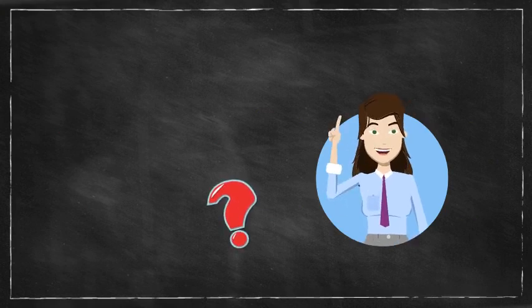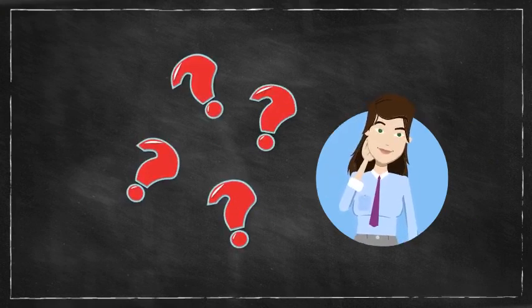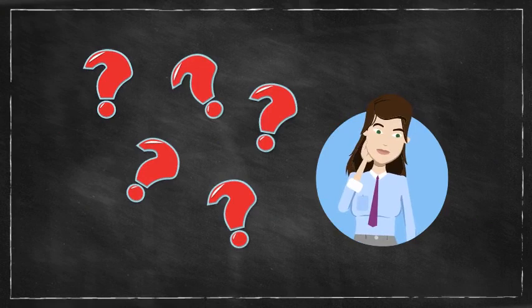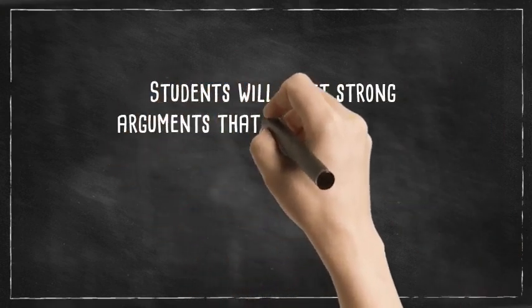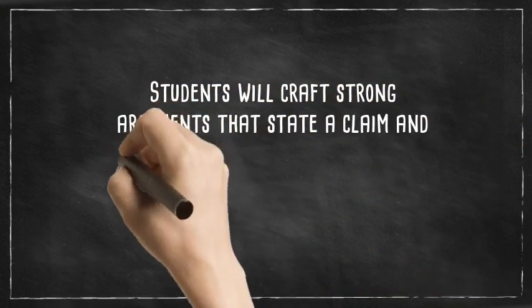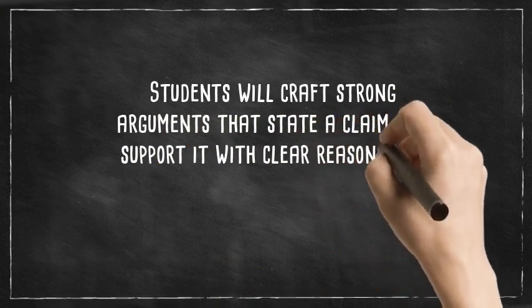So what does it look like when short-term assessments are aligned with success criteria? Well, let's take a look at an example. In this example, the overall learning intention is that students will craft strong arguments that state a claim and support it with clear reasons and relevant evidence.